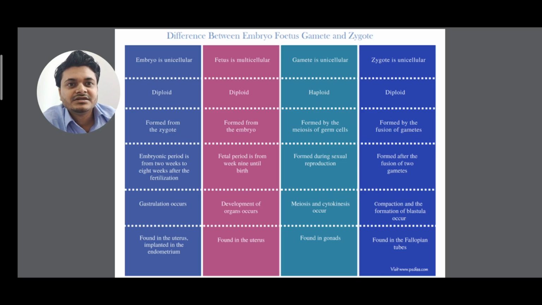Next, embryo is formed from zygote, fetus is formed from embryo, gamete is formed by the meiosis of germ cells, and zygote is formed from the fusion of gametes. Clear? Then for embryo, gastrulation occurs. For fetus, development of organs occurs. In gamete, meiosis and cytokinesis occur. In zygote, compaction and formation of blastula occur. So you will write it down in a copy and memorize it. Clear?